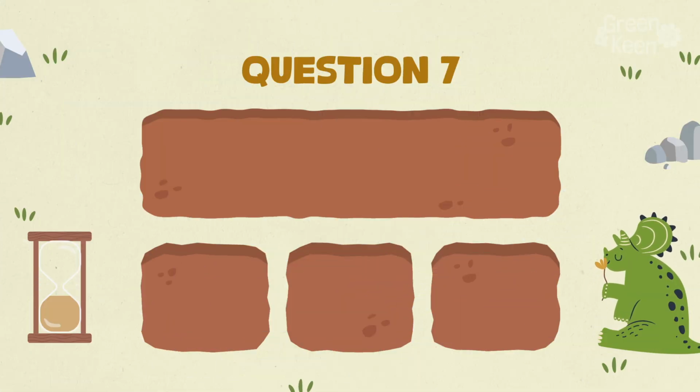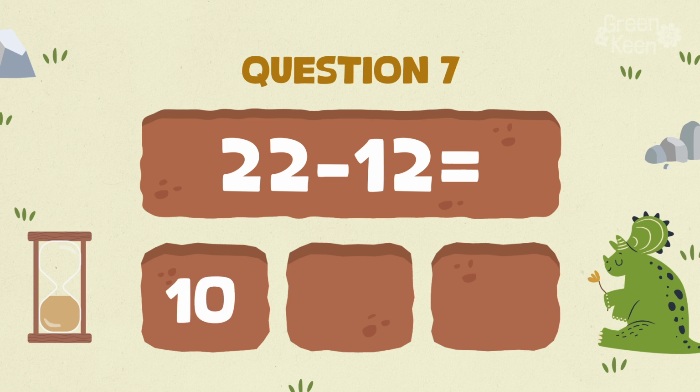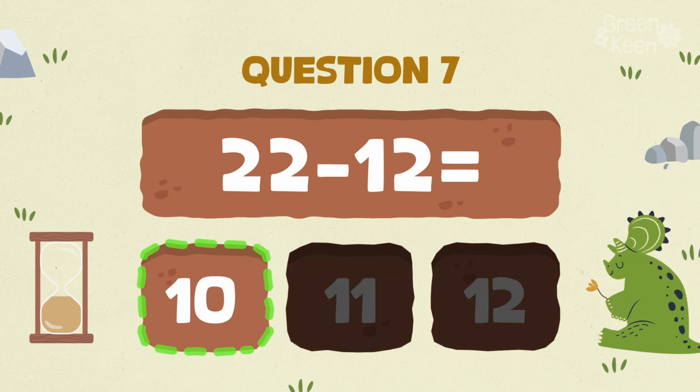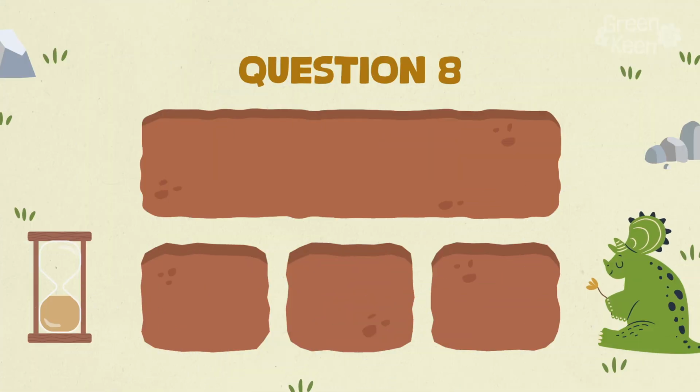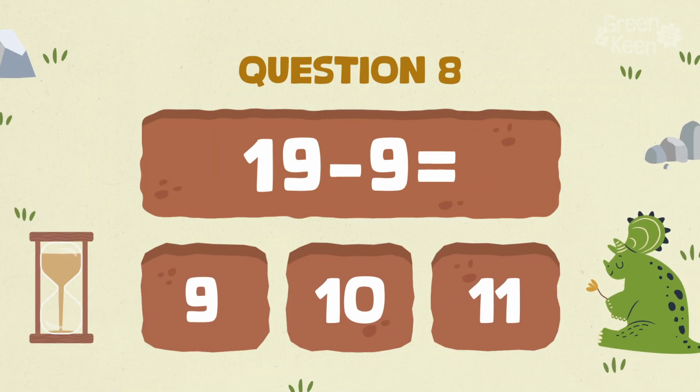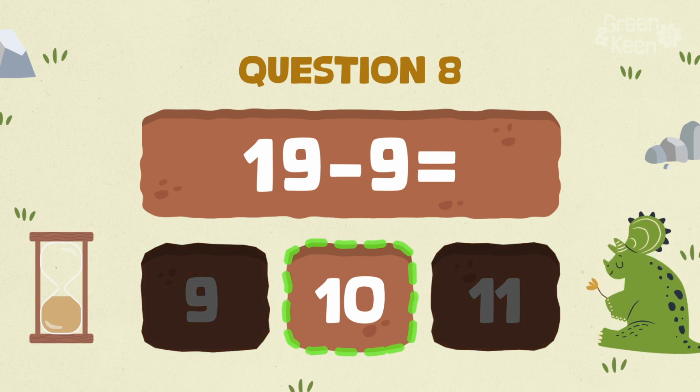Question number 7. 22 minus 12 equals... The answer is 10. Question number 8. 19 minus 9 equals... The answer is 10.